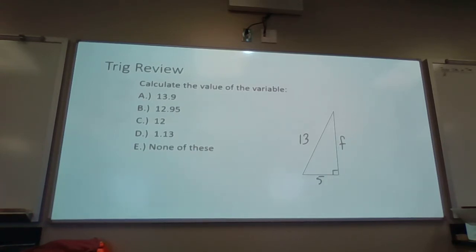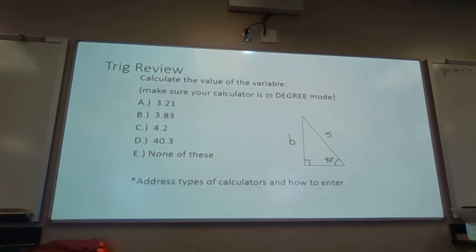Correct answer is C. Okay, go to that. Then 139 subtract 25 gives you 144. Take the square root of that, 12. Good? All right.